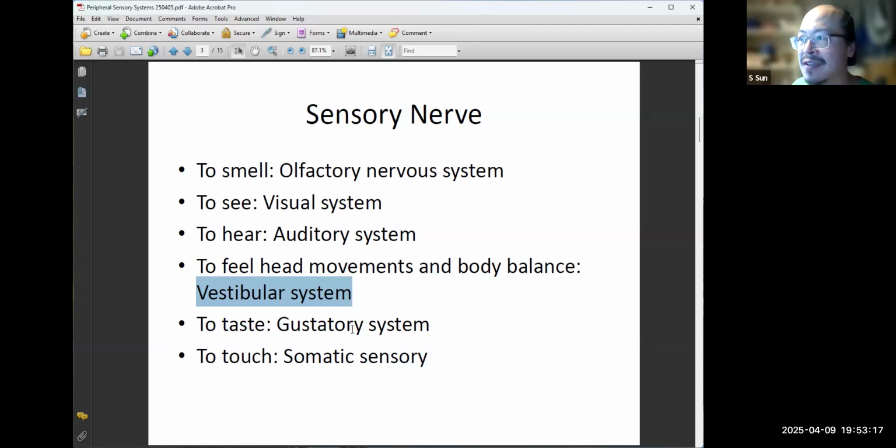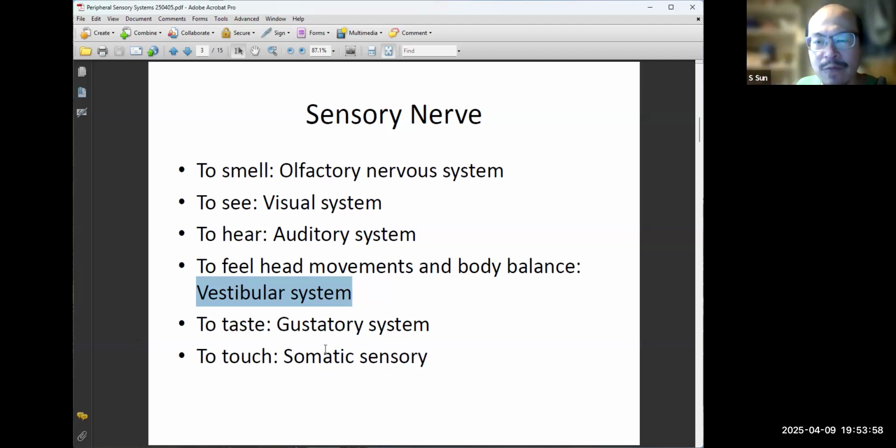Taste is the gustatory system. Touch is done by your skin. You can see that all these are involved only in your head, so those are transmitted through cranial nerves. Smell is here, vision is here, hearing is here, the vestibular system is in the inner ear, so it's also in the head. Taste is in your mouth, which is also in your head. All these transmit signals to your brain through cranial nerves.